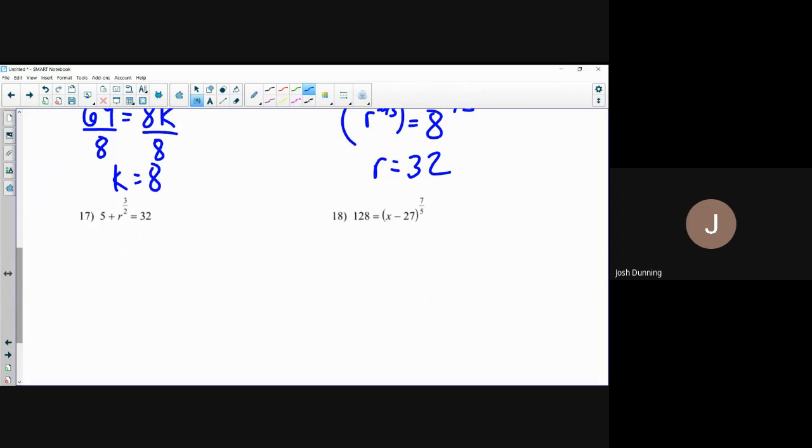17. Again here, there's a 5 that's not getting the exponent. It's a separate term, so I have to subtract it. R to the 3/2 equals 27. Raised to the reciprocal, 2/3. 9.